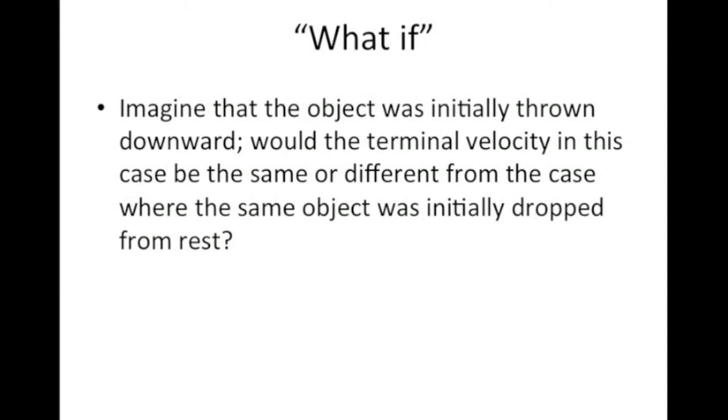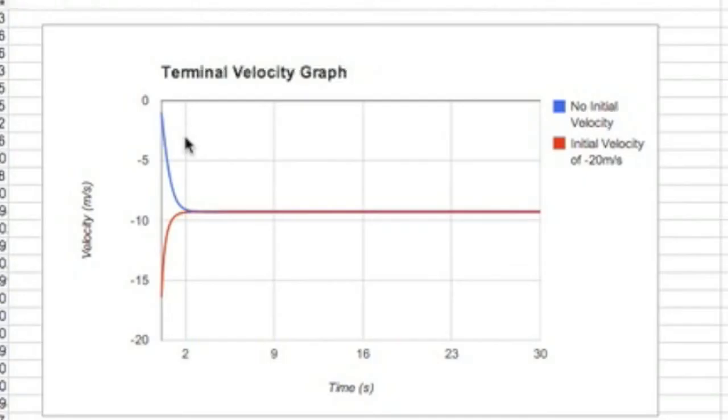The what if question asks, imagine that the object was initially thrown downward. Would the terminal velocity in this case be the same or different from the case where the same object was initially dropped from rest? By looking at the terminal velocity graph, you can see that they both reach the same terminal velocity, which has an acceleration of 0. This terminal velocity is negative 9.276 meters per second.